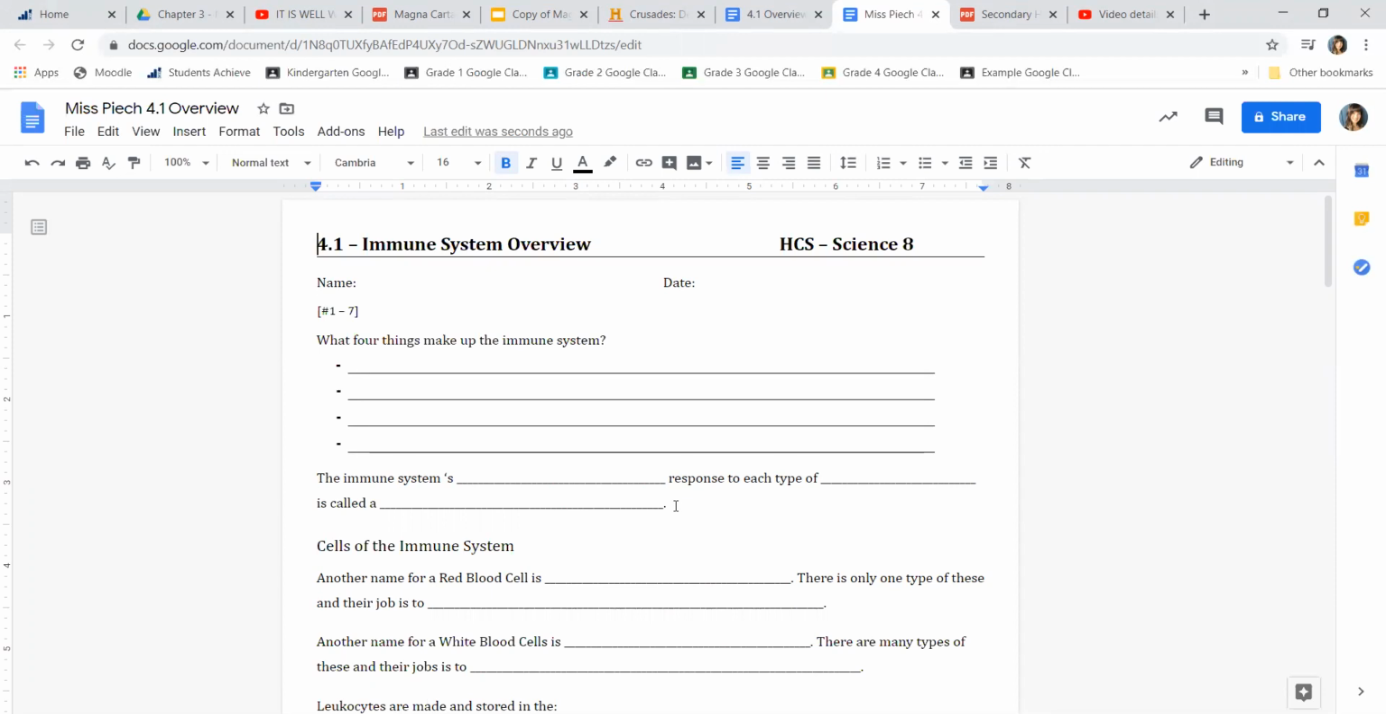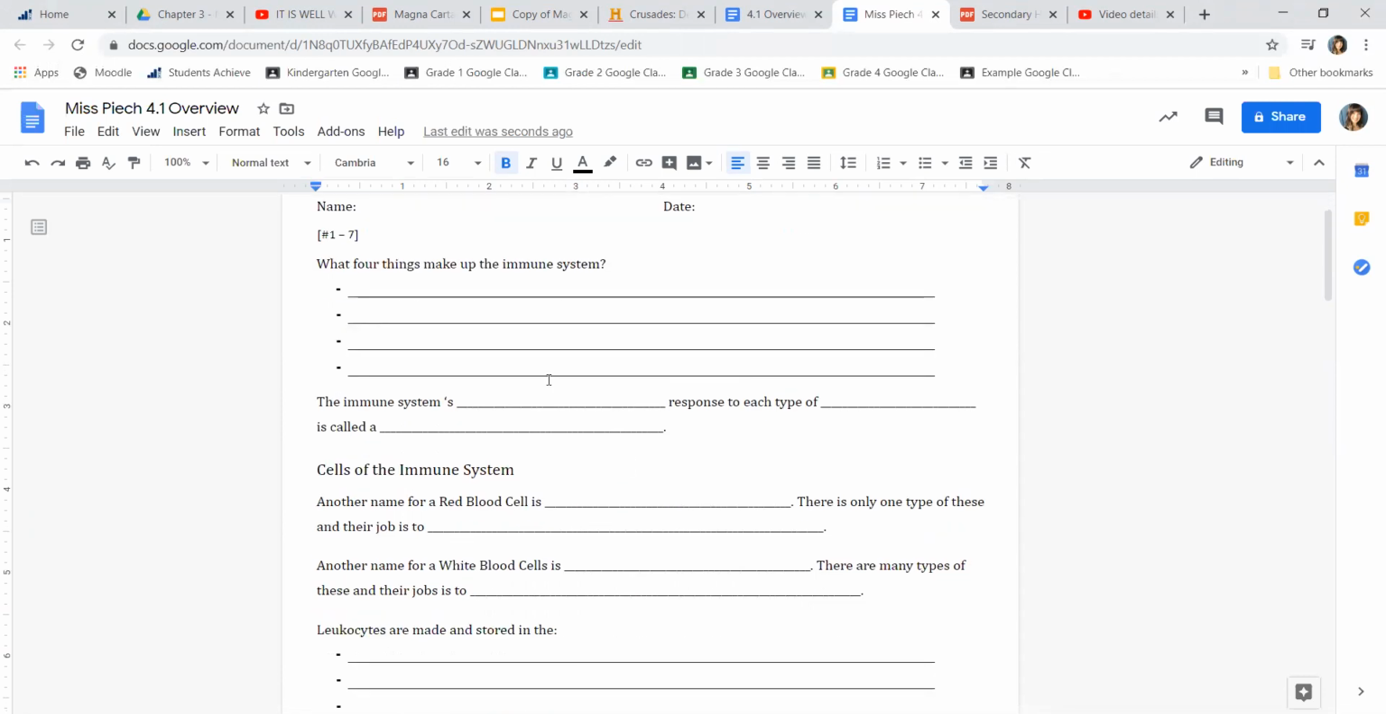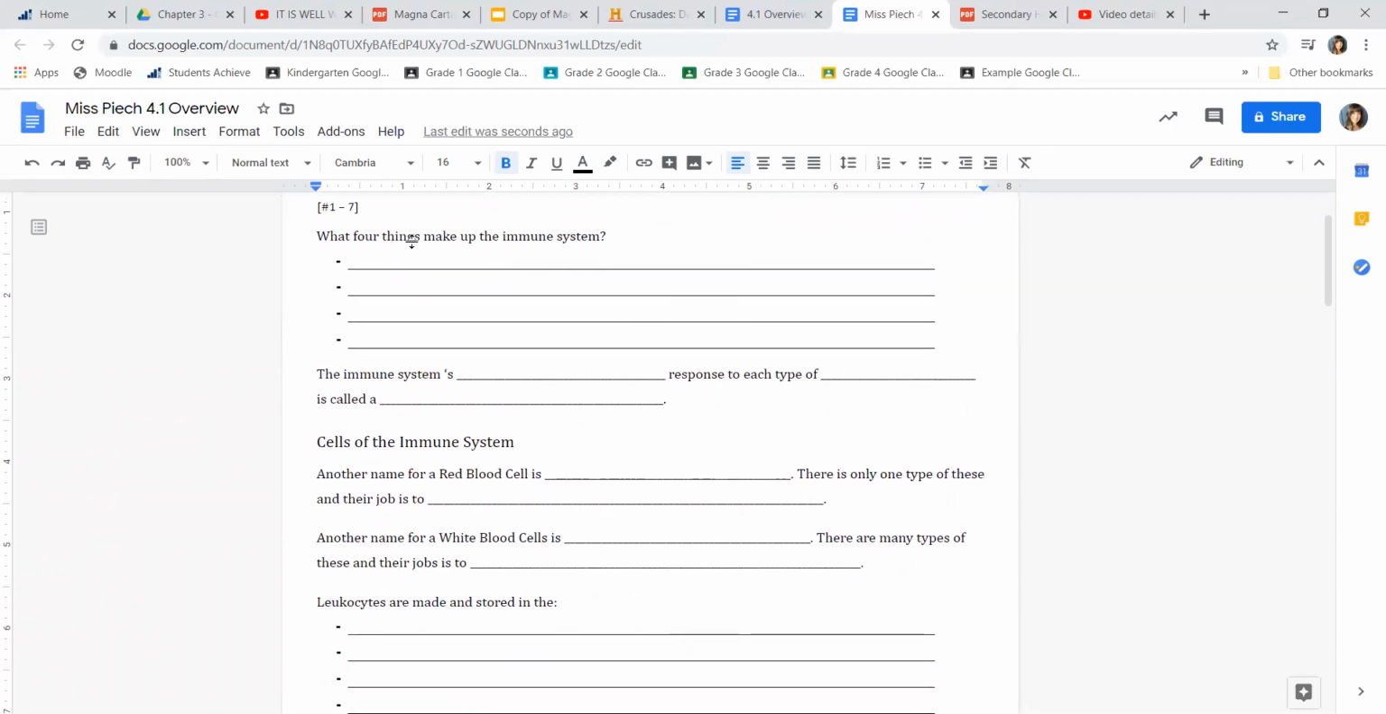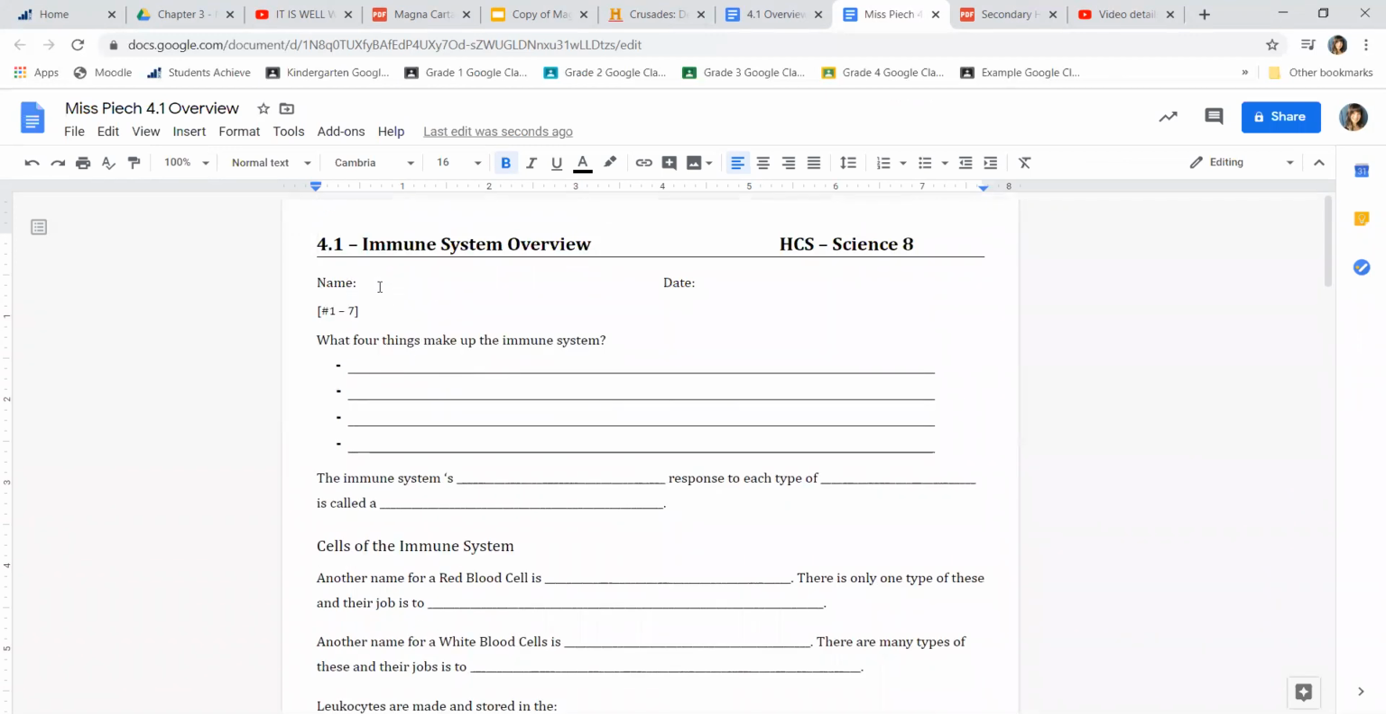So, with that being said, we're looking at the immune system. This is going to be a short unit, quickly going over the immune system, how it works, how it takes care of us, some of the different components, and then we're going to move on to things like vaccinations and allergies for the rest of this unit. So, for today, the four things that make up the immune system. Now, actually, first of all, before I forget, go ahead and put your name on this. I'm doing it on April 2nd right now. You'll be doing it on the 6th, I believe.